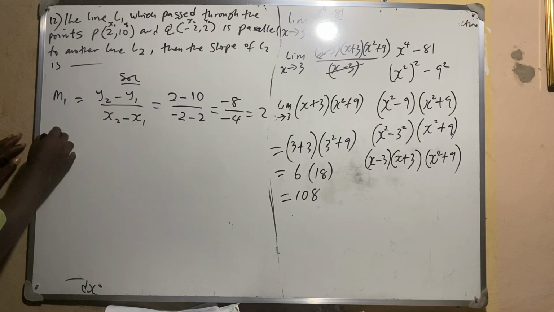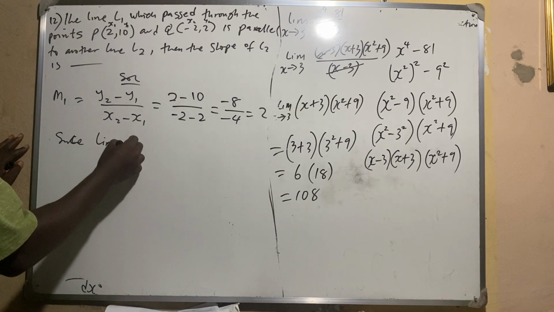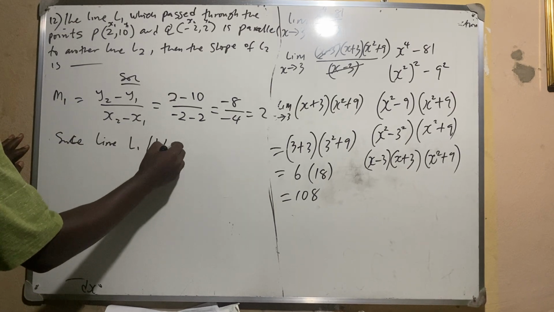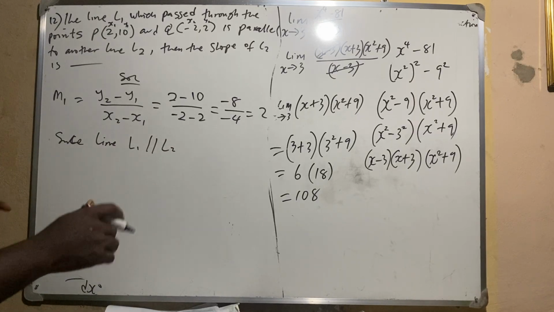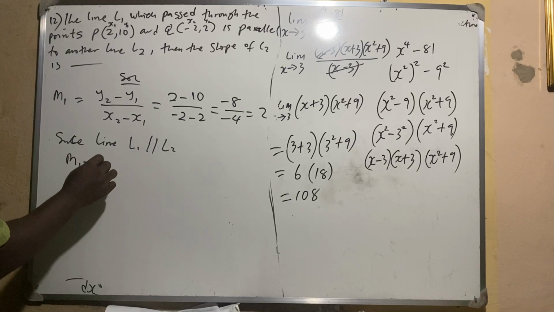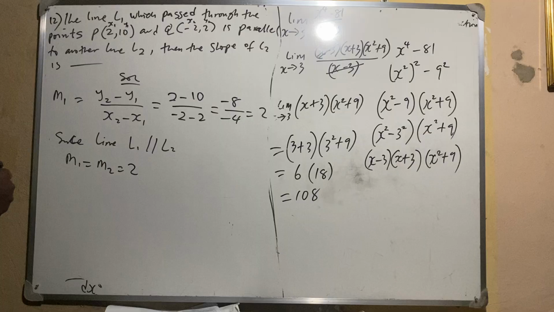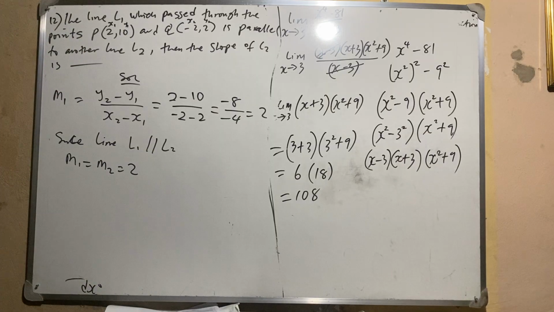Now we tell them that line L1 is parallel to line L2. It says that their slopes must be equal. When two lines are parallel to each other, their slopes must be equal. So we say that M1 must be equal to M2, and my answer is 2. So the slope of L2 is the same as the slope of L1, which is 2. So 2 is the correct option, option C, according to my own. So check your own.